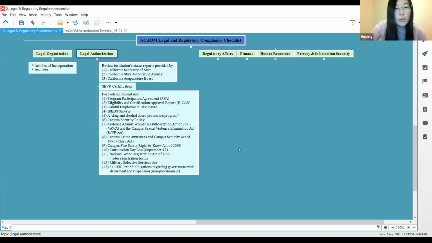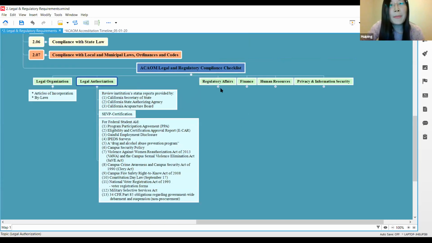The Campus Fire Security Right to Know Act 2008, the Constitution Day Law, we need to observe this date, and the National Voter Registration Act of 1993, UEWM needs to provide voter registration forms at the campus, and the Military Selective Service Act, and 34 CFR Part 85 obligations regarding government-wide debarment and suspension, non-procurement. So there are a lot to abide by.